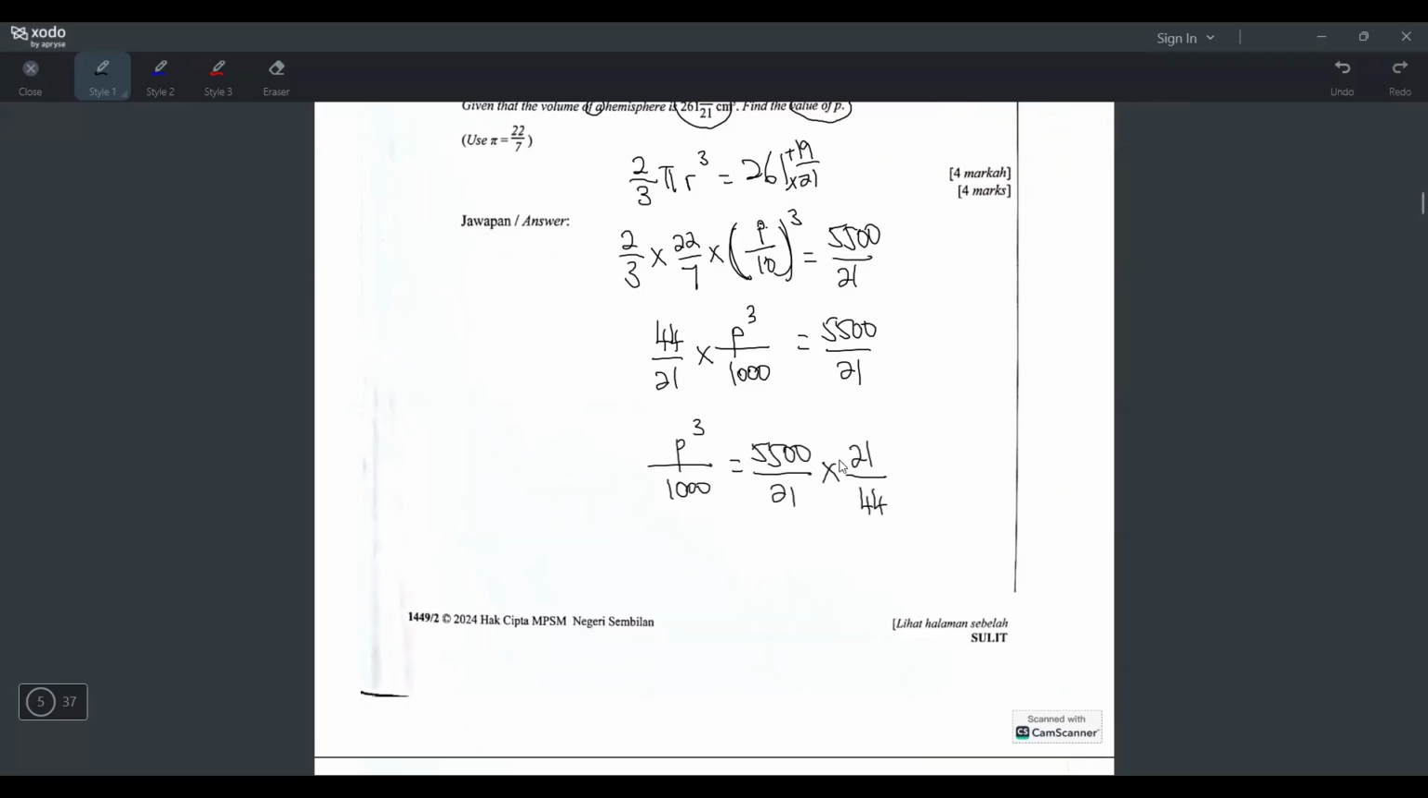So now we can press all this in the calculator, right? But there's a quick method because this one can cut, right? Because when you take fraction multiply with fraction, atas bawah sama, you can cut, you can potong. So you are left with p power 3 over 1000 equals 5500 over 44.